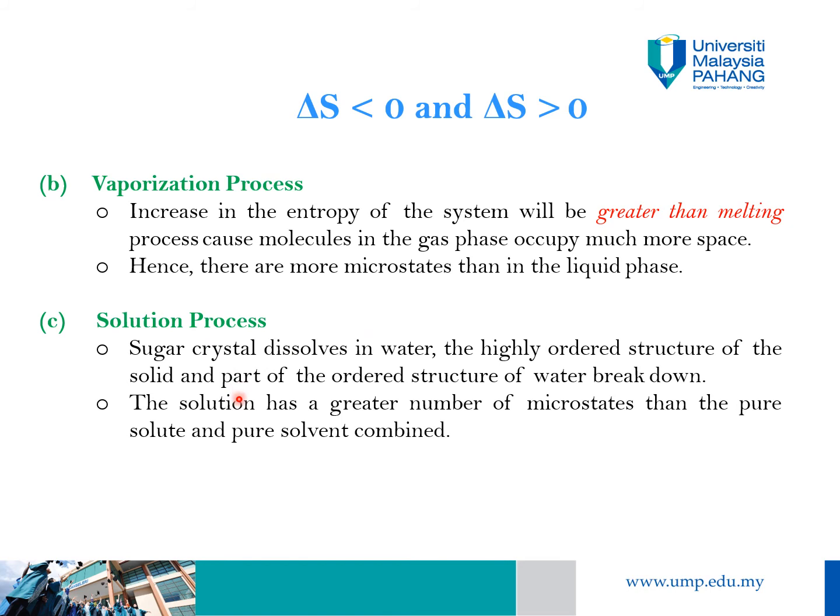In a solution process, for example, sugar crystals dissolve in water. As we know, the solid state has a highly ordered structure, in which the atoms and molecules are restricted to nearly fixed positions with respect to each other. While in a liquid, atoms or molecules are free to move over and around each other. This means the solution has a greater number of microstates than the pure solute and the pure solvent.